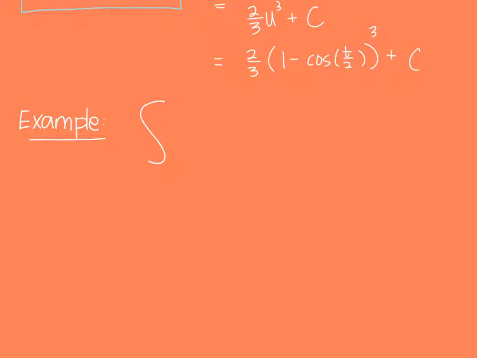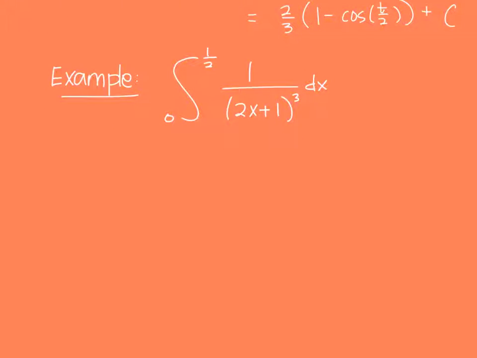Great. All right. So now when we introduce bounds into the question, we've got 0 to 1/2 as our bounds. This is going to be 1 over the quantity 2x plus 1 cubed. So we choose our u. What do you think would be a good choice here? All right, I agree. Okay, 2x plus 1. So then our differential is 2 dx. So we isolate dx, so we get du over 2.